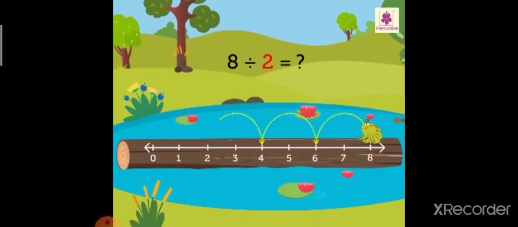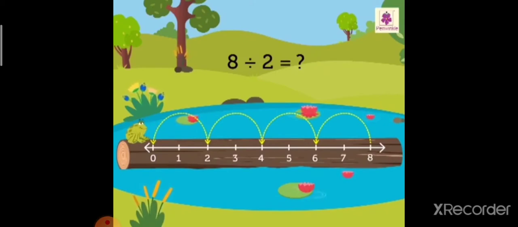Every time it will take the step of 2. So if Bumpy will bump, it will come to 6. Then 6 to 4. Next 4 to 2. And it will jump till it reaches 0. So 2 to 0. Now you can see Bumpy has reached at 0.